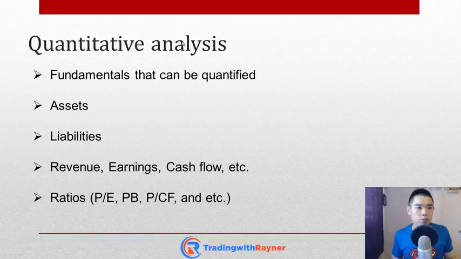And moving on, we have what we call quantitative analysis. These are fundamentals that can be quantified. Stuff like your assets, your machinery; you can put a value on those assets. Your liabilities, your revenue, your earnings, your cash flow. These are all things that can be quantified, and this is why we call it quantitative analysis. When you deal with quantitative analysis, you will see ratios like your PE ratio, your price to earnings ratio, your PB ratio, price to book value, price to cash flow, and so on. So this is what we mean by quantitative analysis.